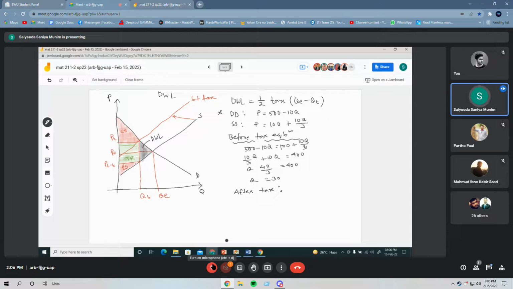After tax quantity, to find that we need to change the supply equation first. So let's say that you have a tax of 50 taka. So that gives us 150 plus 10q by 3. Because of the tax, we first change the supply equation. Then we look for the equilibrium.